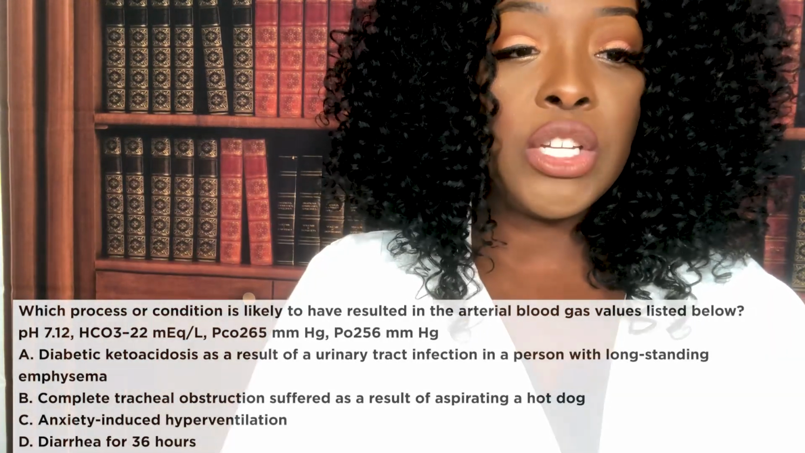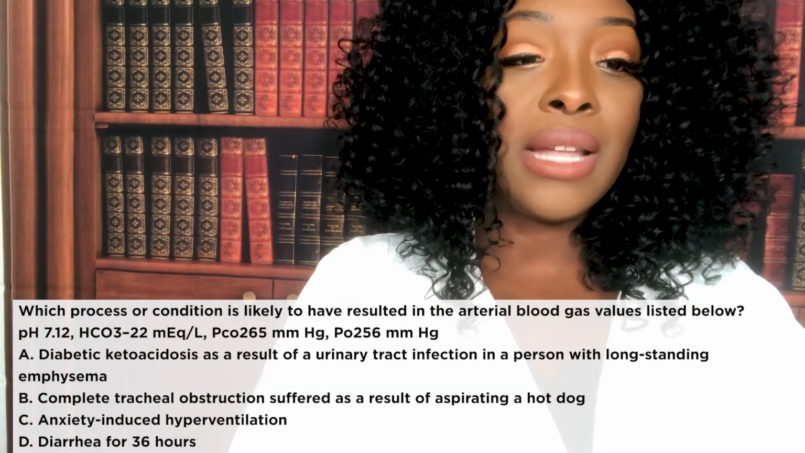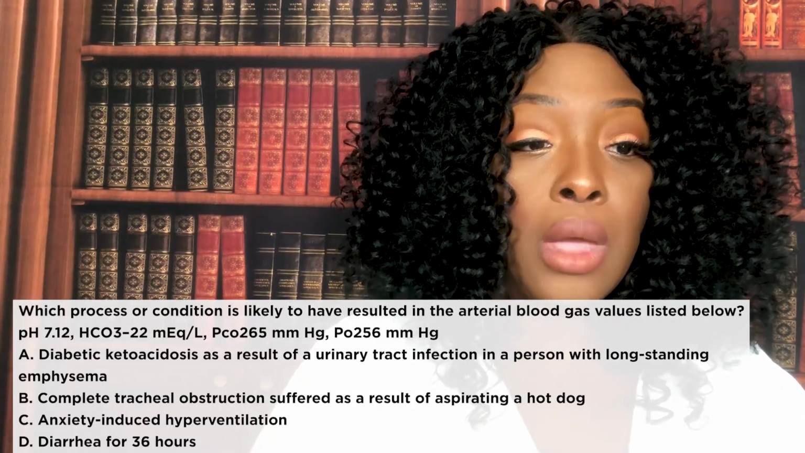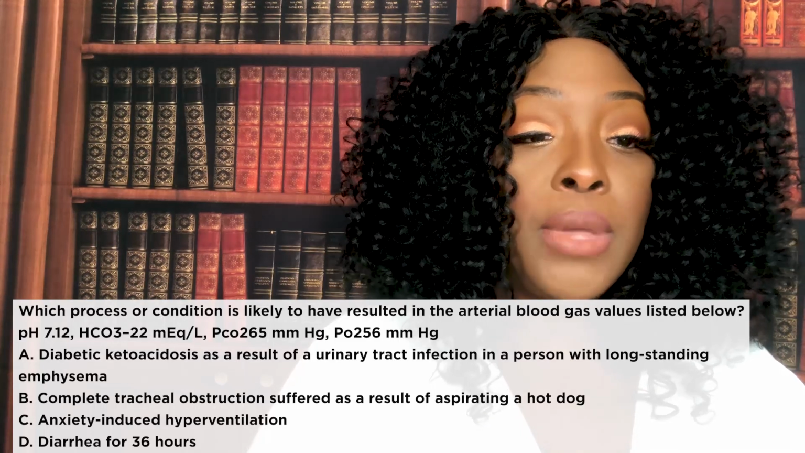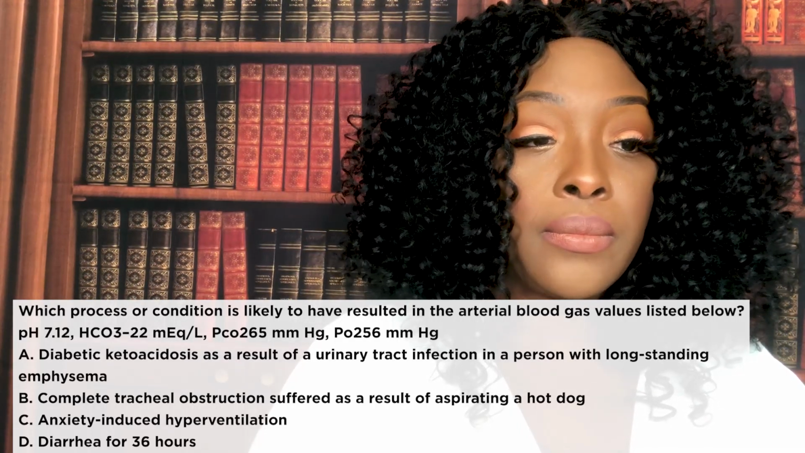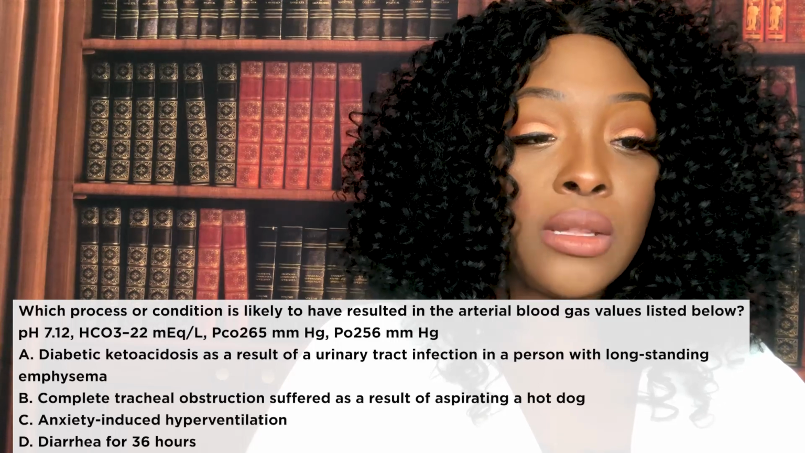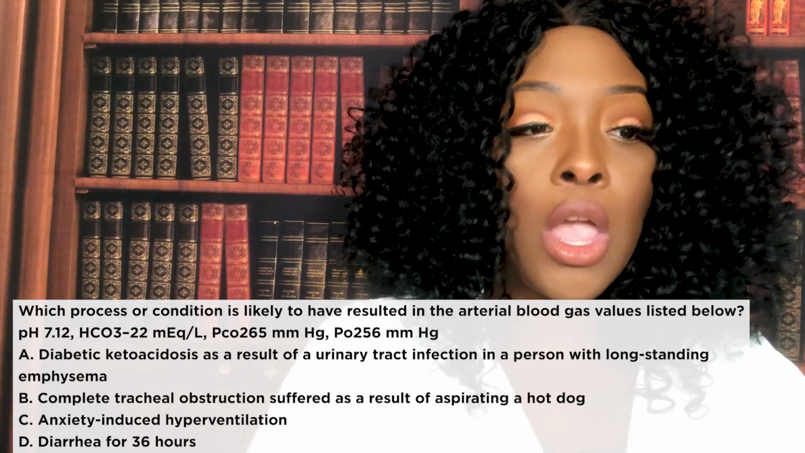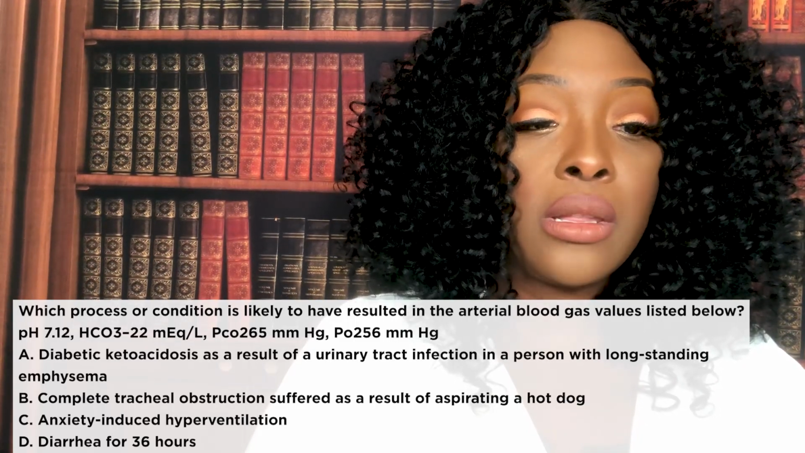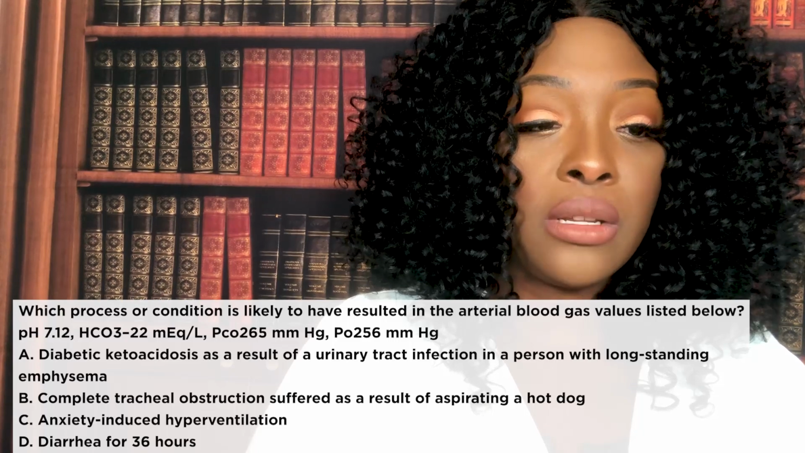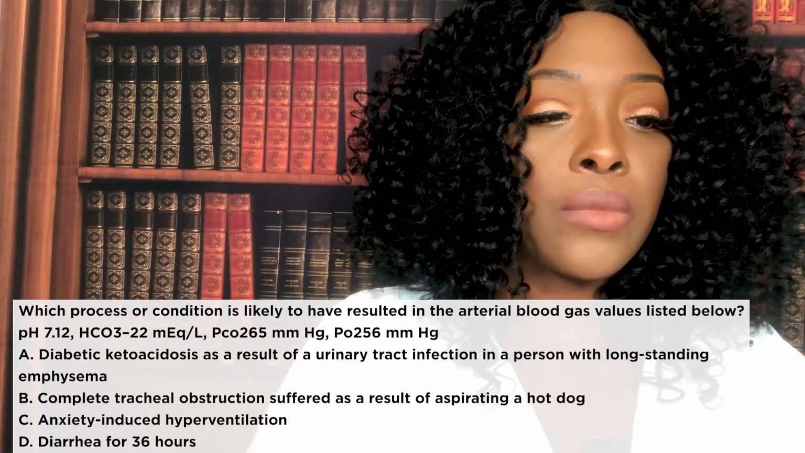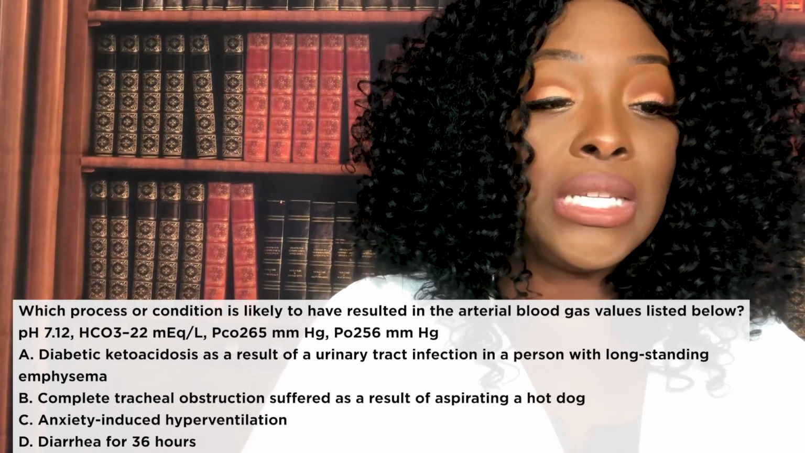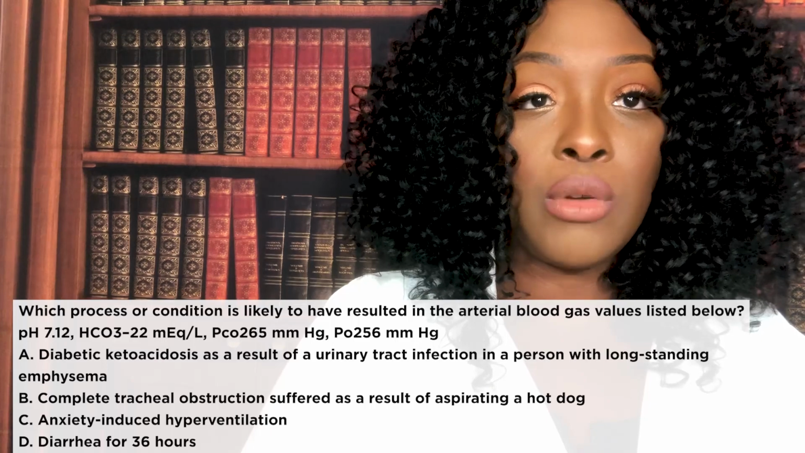Which process or condition is likely to have resulted in the arterial blood gas values below? So the pH is 7.12, the bicarb is 22, the PCO2 65, PO2 56. Choice A, diabetic ketoacidosis as a result of urinary tract infection in a patient with long-standing emphysema. Choice B, complete tracheal obstruction suffered as a result of aspirating a hot dog. Choice C, anxiety-induced hyperventilation. Or choice D, diarrhea for 36 hours. And I'll give you a moment to think of your answer.